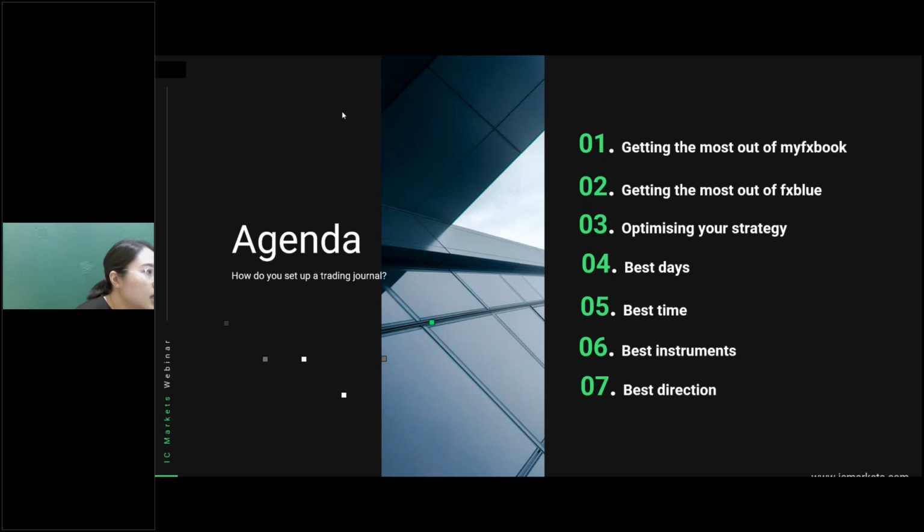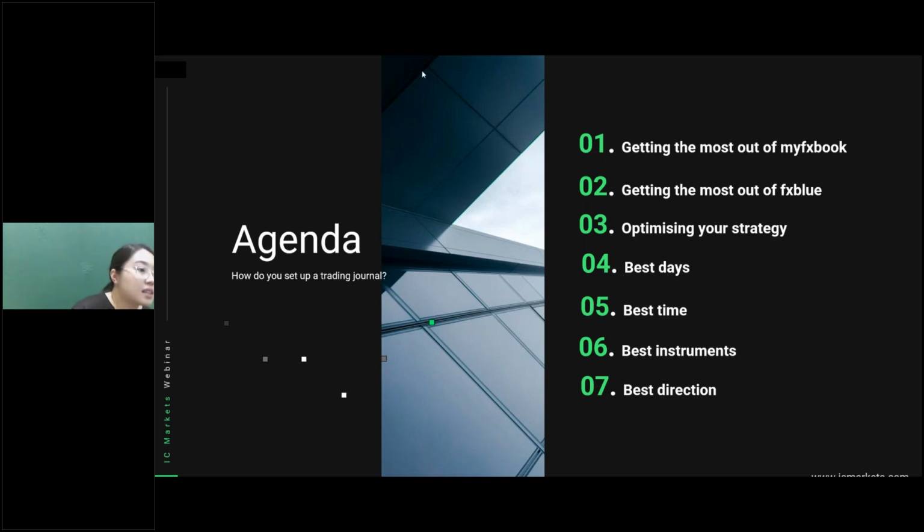Okay, number two, getting the most out of my forex book, and then getting the most out of FX Blue. So these are the two websites we're going to touch on, and these are the two websites where I'm going to show you guys that you can kind of create your own trading journal there. If you want to use any other websites, you can as well. It's just this is what we're suggesting because this is what we personally use.